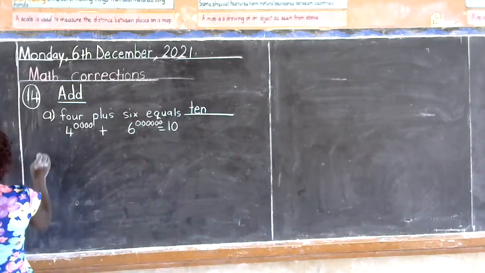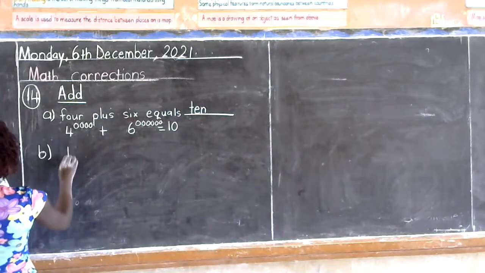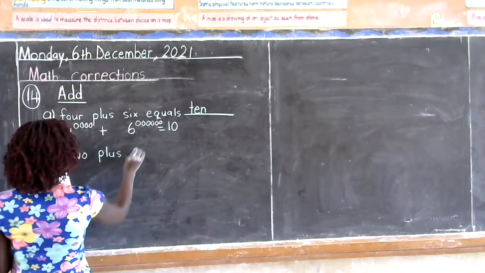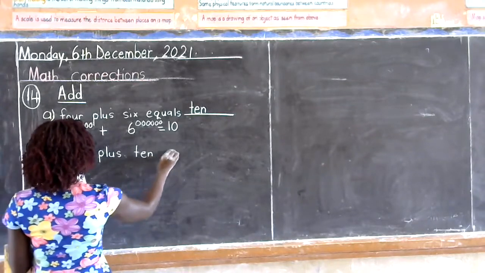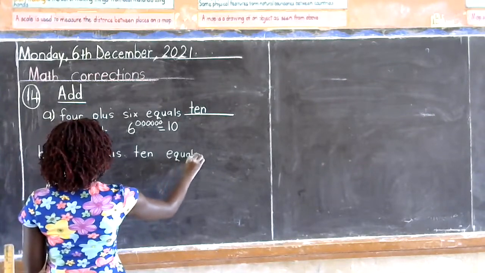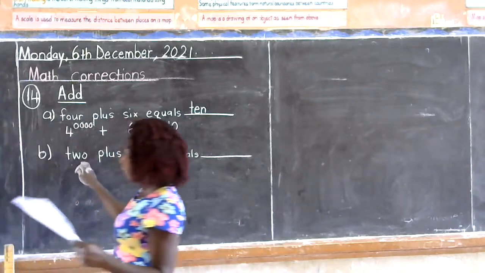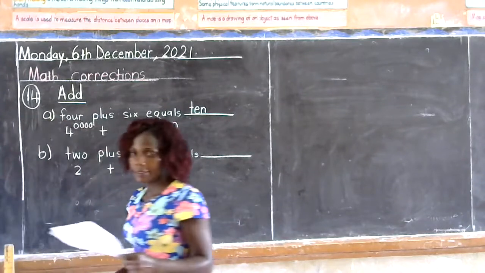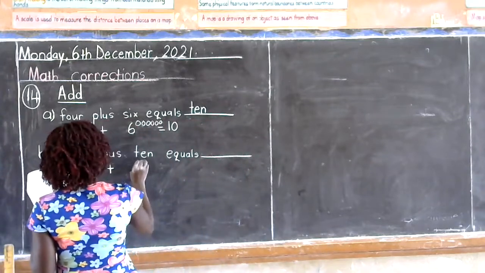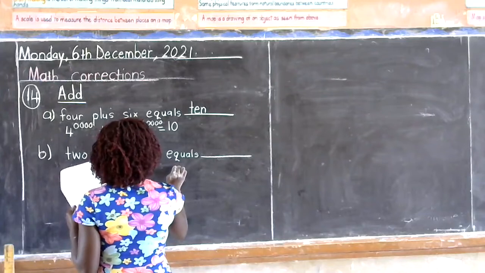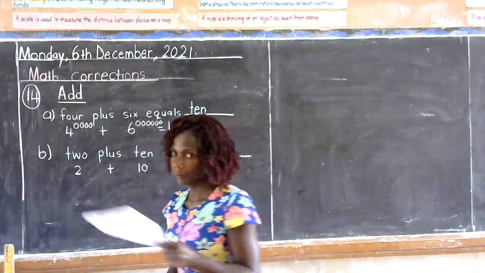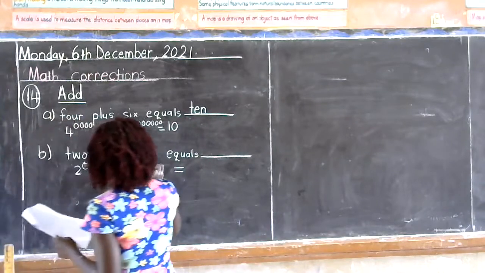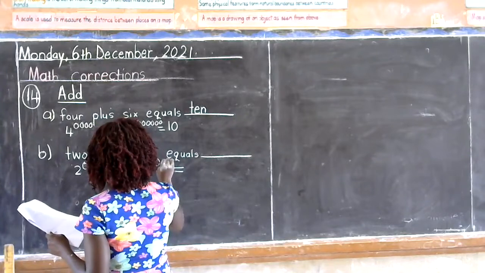Now we go to B. 2 plus 10 equals. Where the word 2 is, we write number 2. Then the word plus, we put the plus sign. Then where the word 10 is, we put number 10. Where the word equals is, we put the equal sign. Where number 2 is, we draw 2 apples. Where number 10 is, we draw 10 apples.